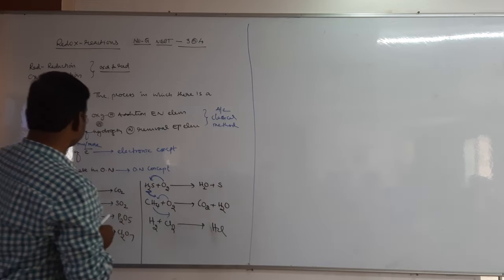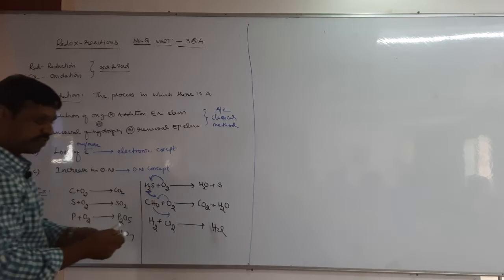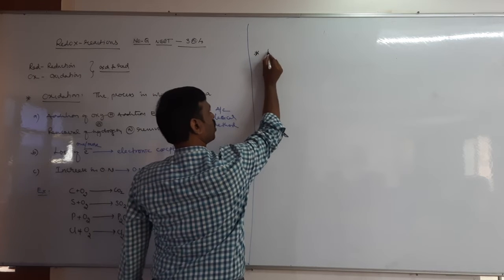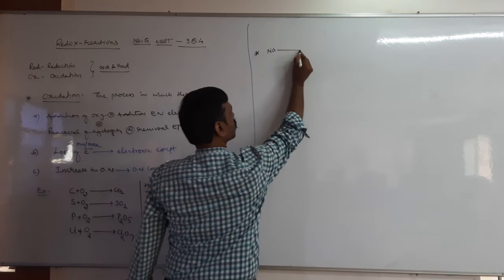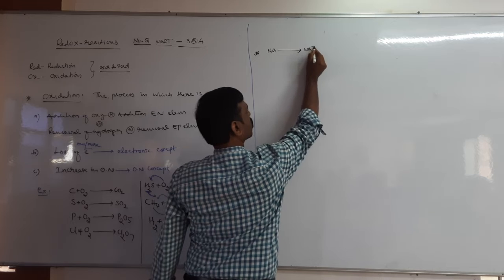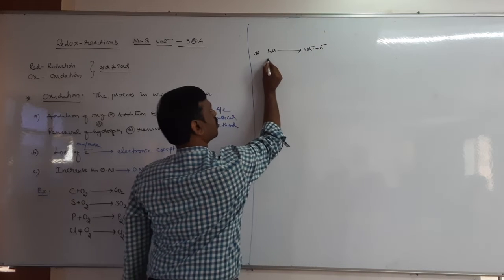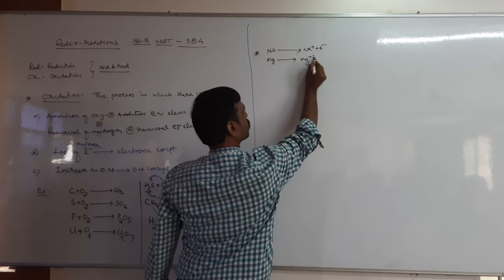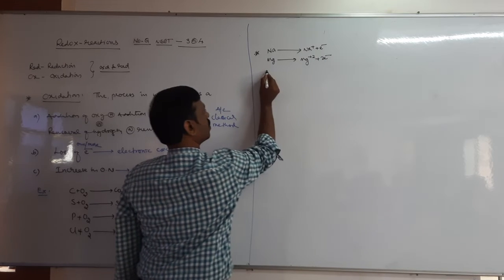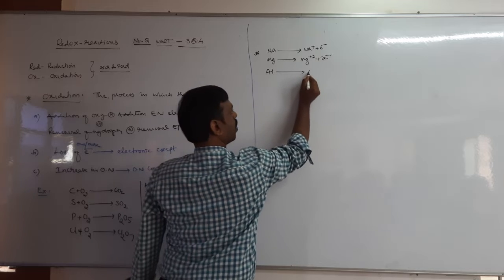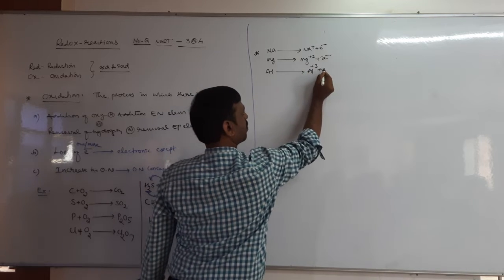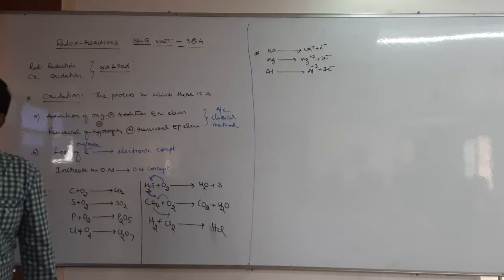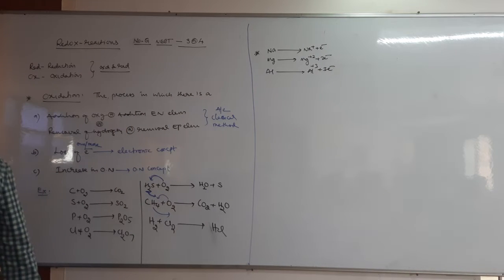Next, write some examples for loss of electron. Usually it is a property of metals. Sodium loses an electron, sodium gives Na+ plus electron. Magnesium loses two electrons, and aluminum oxidation gives Al3+ plus three electrons. We can go on, write many more examples. All are loss of electron, or oxidation.